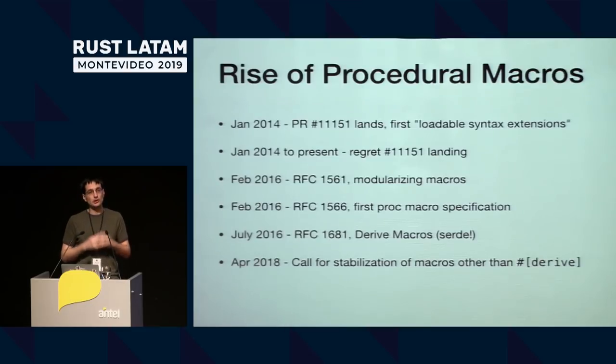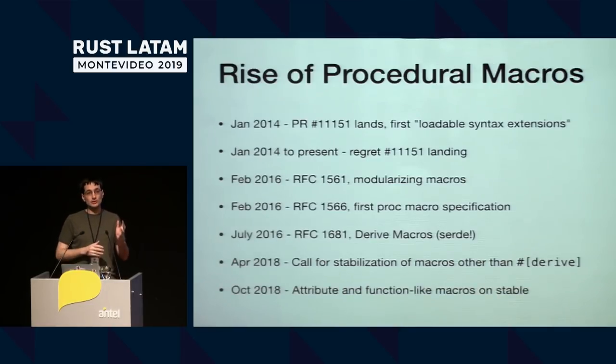And then the last thing was in about April of 2018, the beginning of last year, when we started having a call for stabilization for more macros other than just #[derive]. These were attribute macros and function-like macros, and they ended up being stabilized in October of 2018. This is where we are today, and I'm going to be talking a little bit more about the current state of macros and going into all the attributes, derives, and functions.